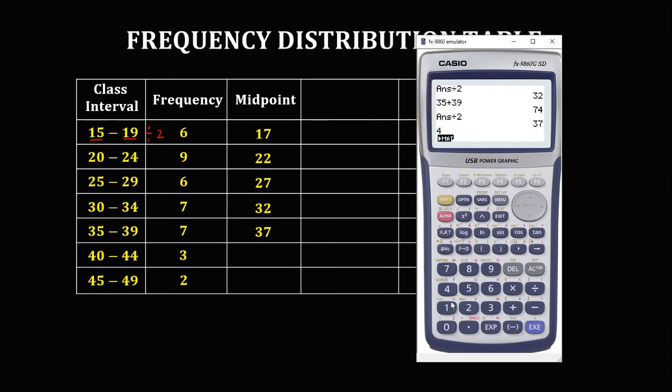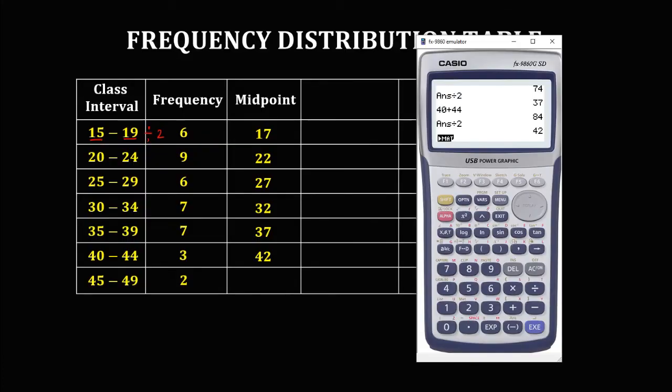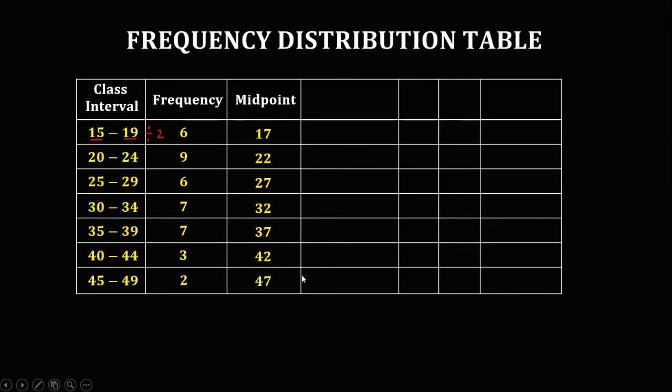Then 40 plus 44 equals, divide by 2, that's 42. And for the last class, 45 plus 49, divide by 2, that's 47. So these are the midpoints for every class.